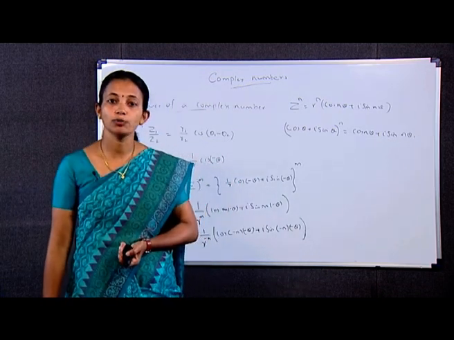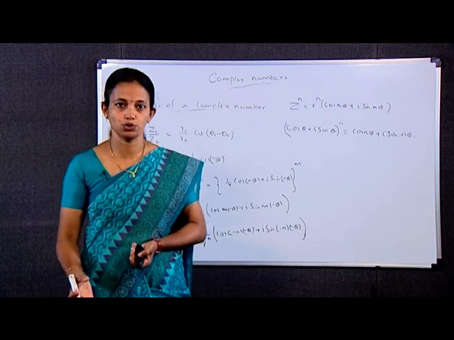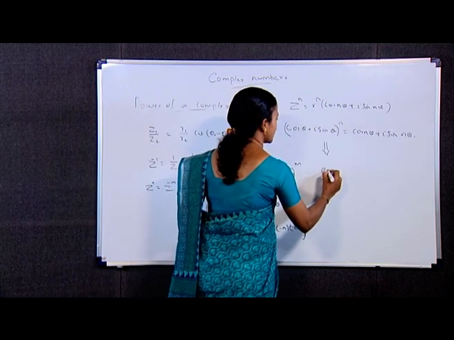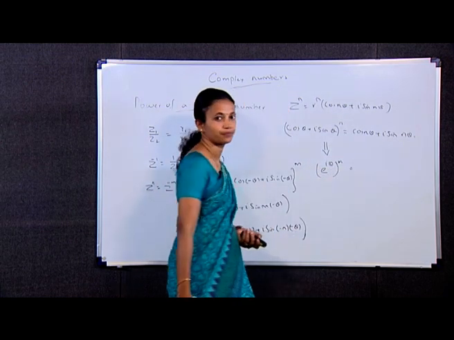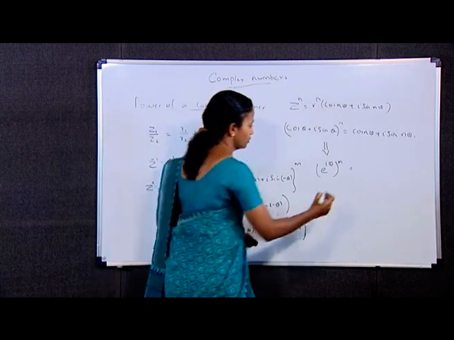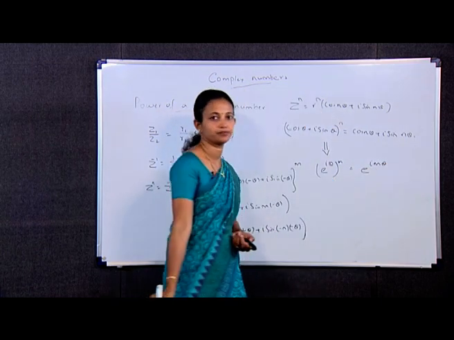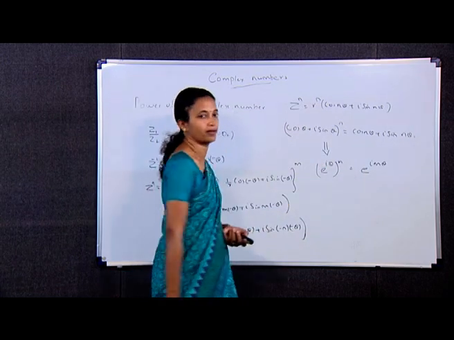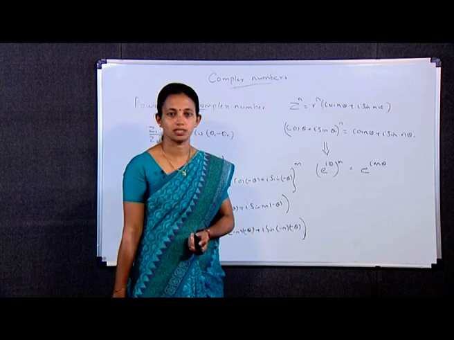This can also be expressed in the form (e raised to i theta) whole raised to n. Similarly, we can write (e raised to i theta) whole raised to m equal to e raised to i m theta for any integer m, or instead of m you can take n for any integer n. Next we have nth roots.